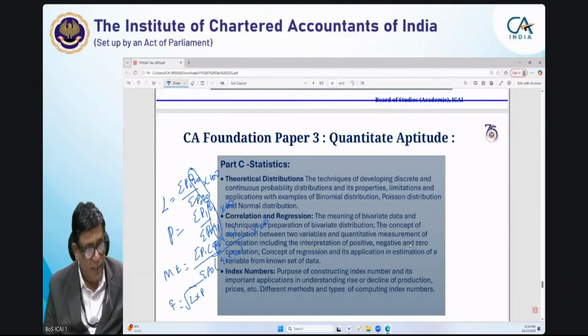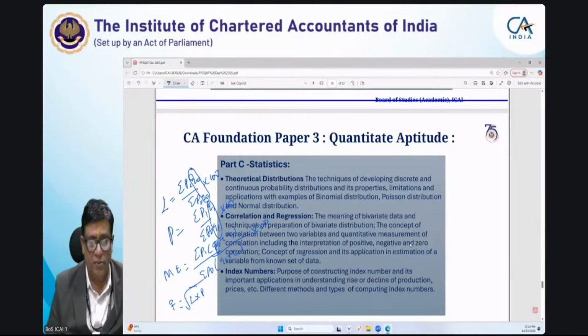Then there are chain index numbers and quantity index numbers; when talking about production, we can use the quantity index numbers. And what is deflated value? Deflated value equals current value divided by the price index number of the current year, that is, current value into base year price by current price.